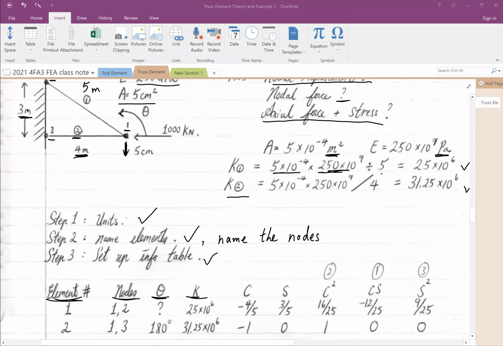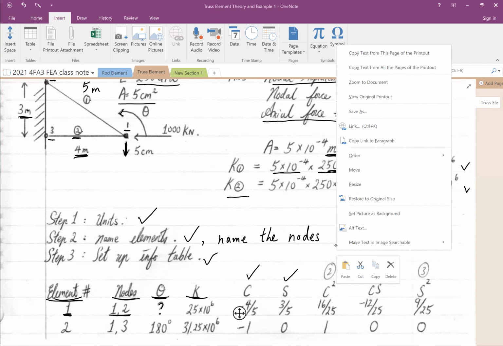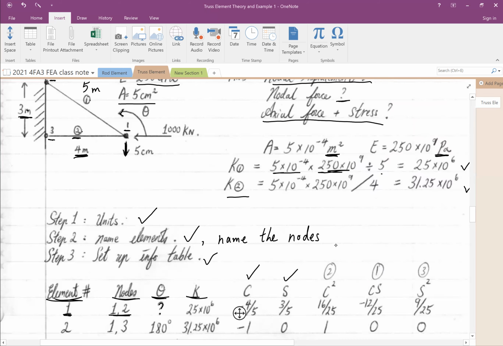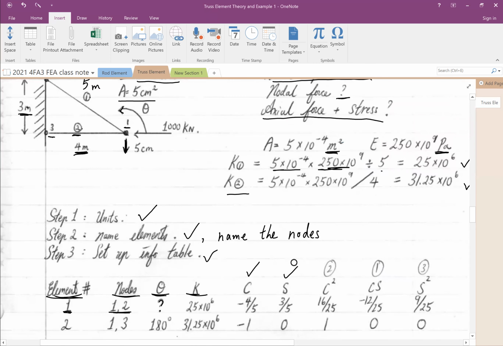What angle is it? We do not know. However, do we need an angle in this case? No, because all we care about is setting up a transformation matrix, right? So all we need is the cosine and sine of element 1. Element 1 links node 1 to node 2. We have the K from the previous section, and the cosine of node 1 to 2.